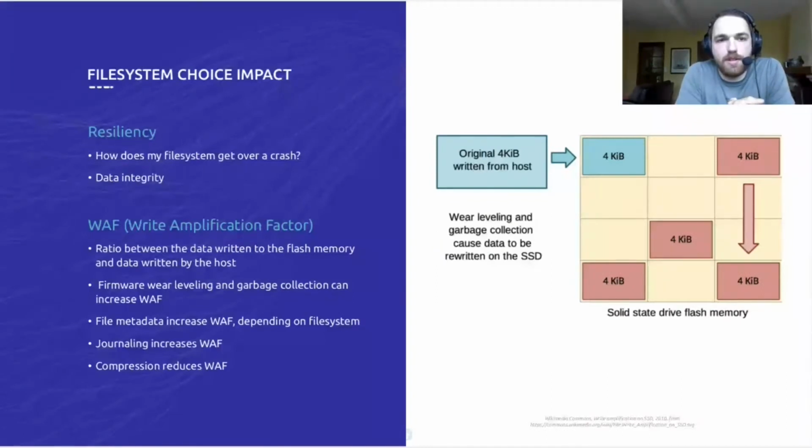Of course, the file system choice on the software level also has an impact, typically on the resiliency. How does my file system get over a crash, and how much data do I lose when my system crashes? There is also another impact, which is the write amplification factor. The write amplification factor, to just give a few pointers, is the ratio between the data that is written by the kernel on the memory and the data that is effectively written on the memory. Typically, what makes the difference is the metadata.